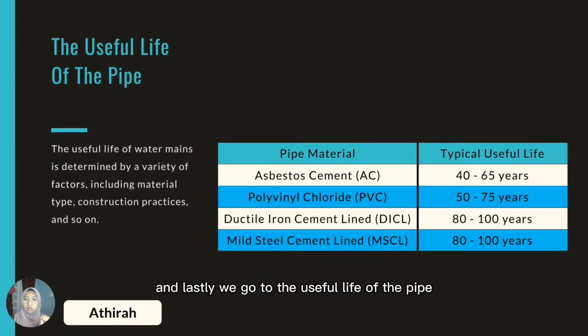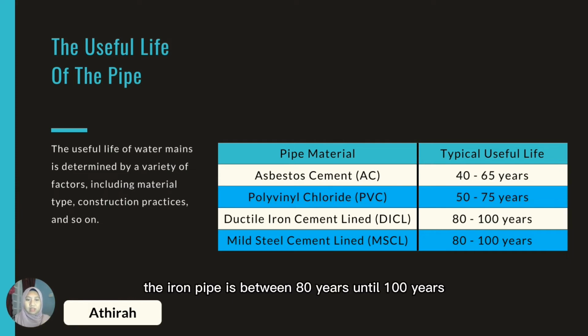And lastly, we go to the useful life of the pipe. The useful life of water mains is determined by a variety of factors, including the material type, construction practice, and so on. We can see from the table shown in the slide, for the pipe material asbestos cement, the typical useful life is between 40 years and 65 years. And for the PVC pipe, the typical useful life is between 50 years and 75 years.